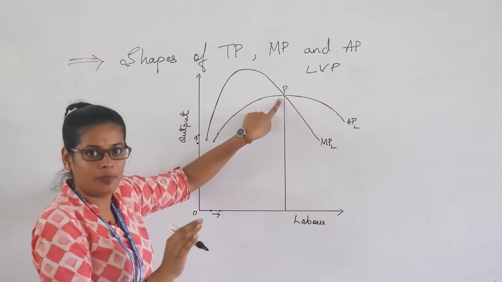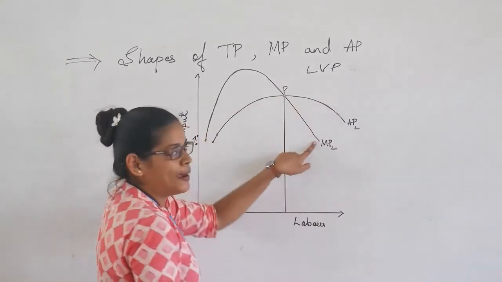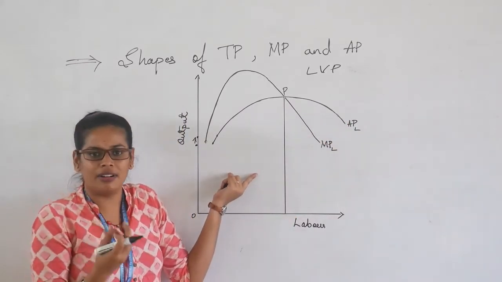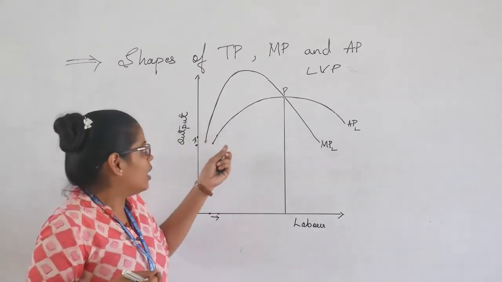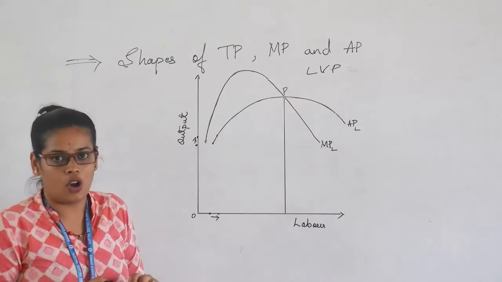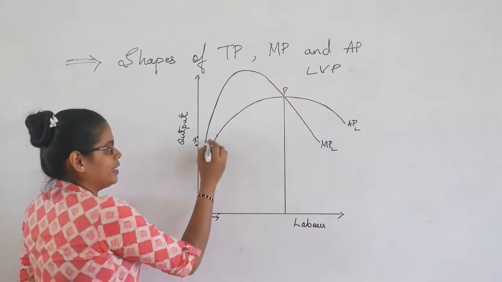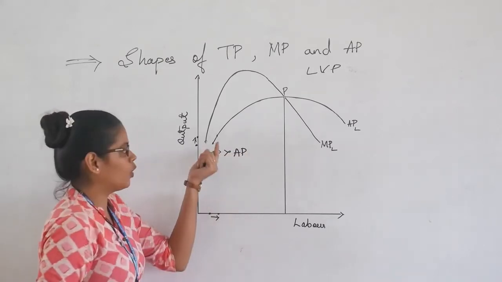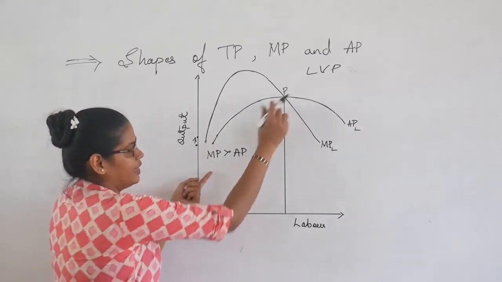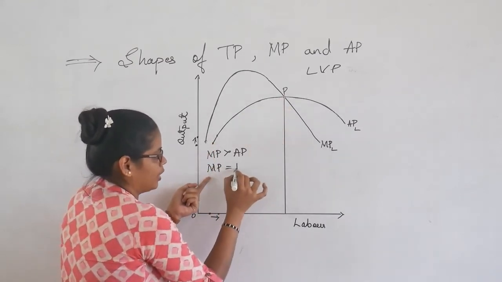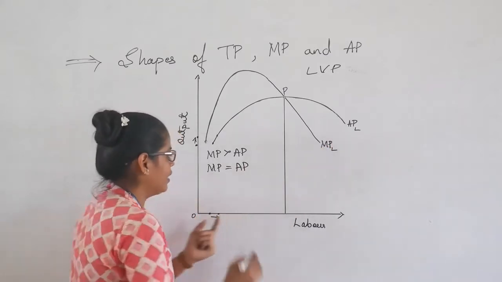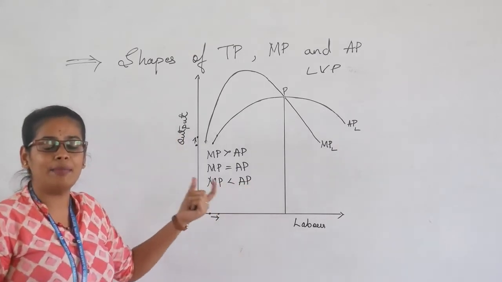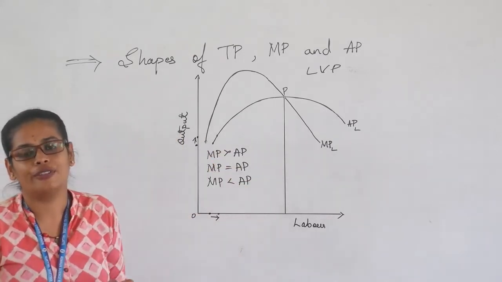See, both are equal. Okay, and here you can see that MP is lesser than the AP. So these are the three important points of this law. Here MP is greater than AP. Okay, you can see here, at this point MP is equal to AP, and here MP is smaller than AP. So these are the three main important points of this law of variable proportion.